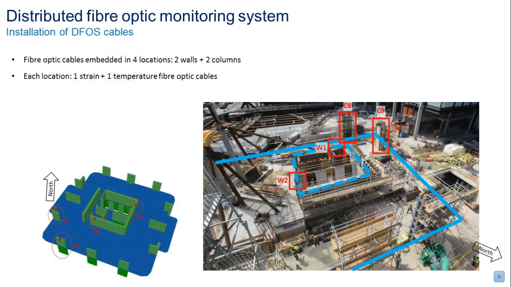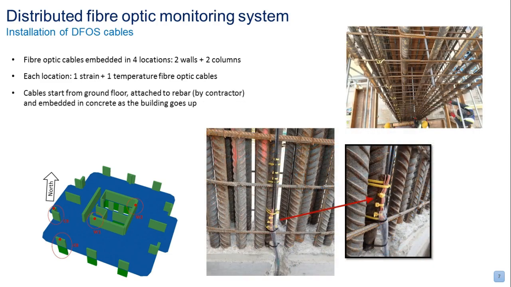Back to Principal Tower. So with the contractors and the designers, we selected 4 locations in the building, 2 columns and 2 points in the core wall. And these were instrumented with fiber optic cables, a pair of fiber optic cables in each of those locations, 1 cable to measure temperature and 1 cable to measure strain.